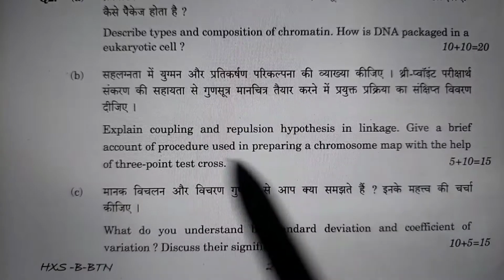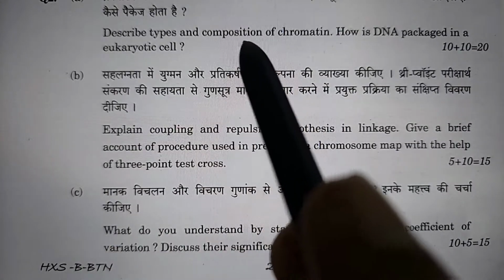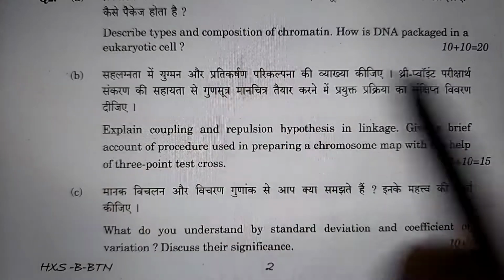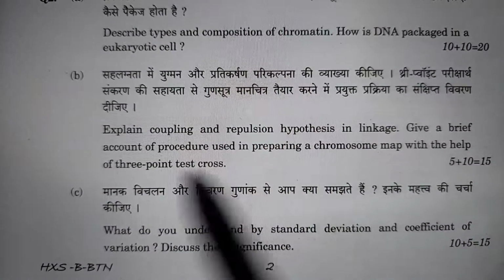The first one is describe types and composition of chromatin. How is DNA packed in a eukaryotic cell? 10 plus 10, 20 marks.